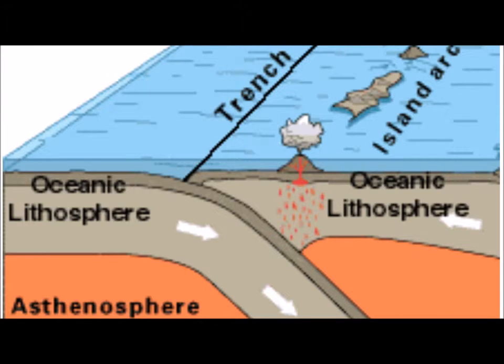One result of these collisions are island arcs. When two oceanic plates collide, the denser one sinks underneath the less dense one. This forms a trench and is a place where magma tends to rise from the mantle to form an island arc. One example are the Aleutian Islands in Alaska.